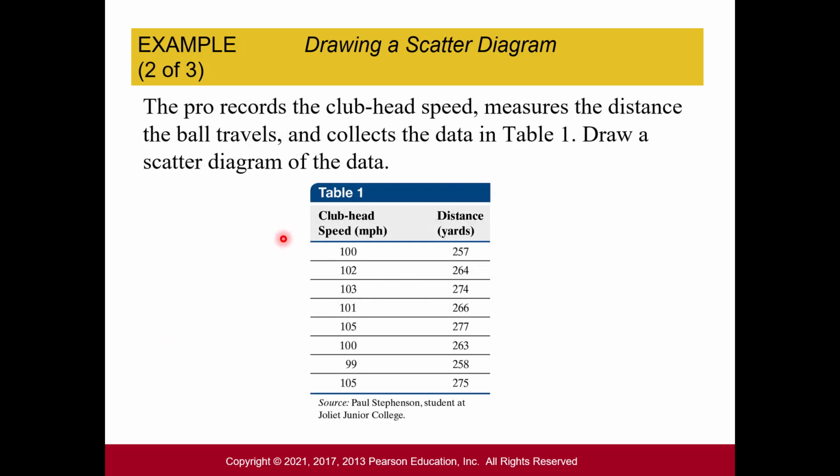So these are the results in this table: club head speed, and then the distance that the ball traveled. We're going to plot these points in our scatter diagram. Our explanatory variable is going to be like the input, so it's these values here. And then our response variable is going to be like our output, and we're going to plot those points.